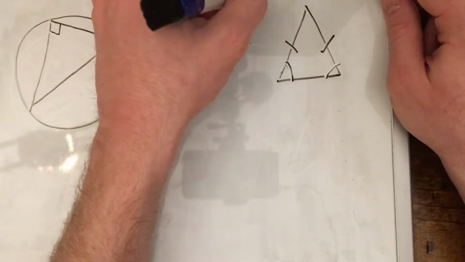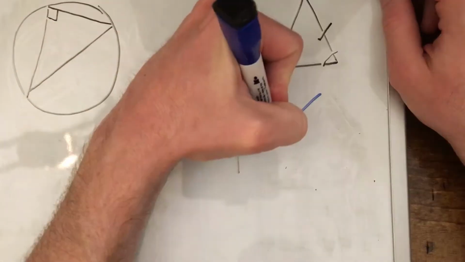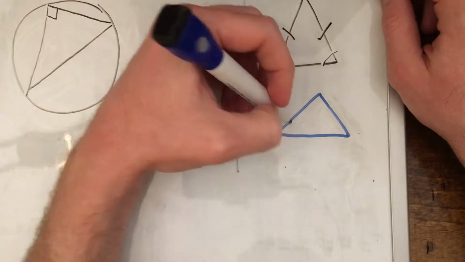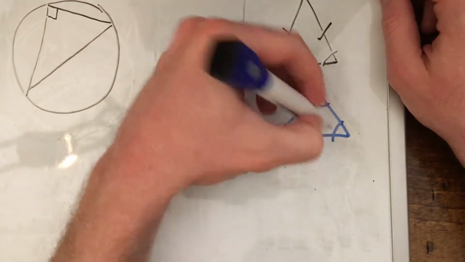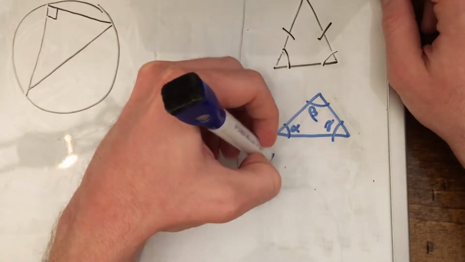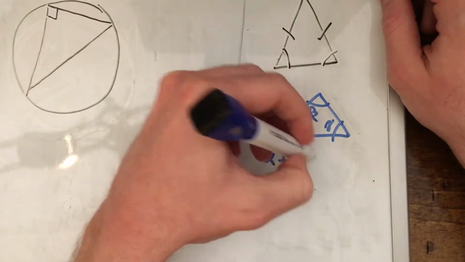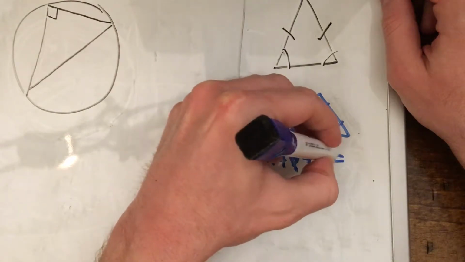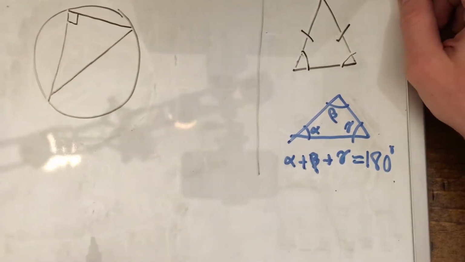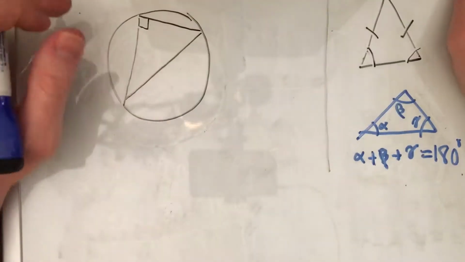And another fact he used, and this is one that most people remember from geometry, is that if you take a triangle and look at its angles, say alpha, beta, and gamma, then the sum of these angles, alpha plus beta plus gamma, is equal to 180 degrees. So we can use these two facts in order to prove Thales theorem.